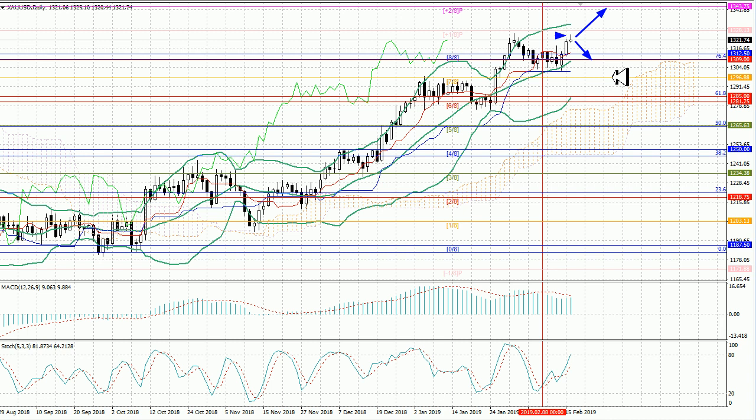Technical indicators show continued growth. Bollinger Bands are directed upwards, a MACD histogram grows in the positive zone, and Stochastic is directed up. During the week, the rise in the price of gold seems more likely.